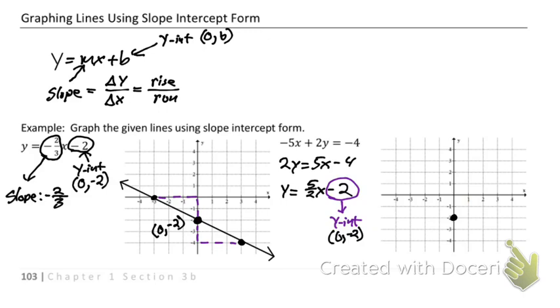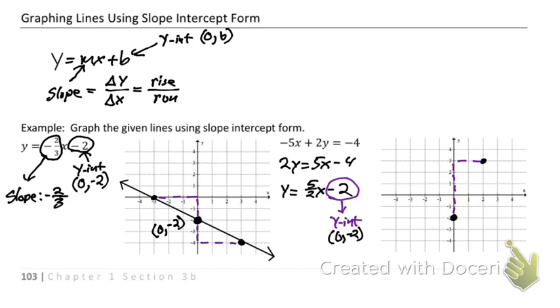Down 5, left 2 really isn't going to work that well because I'm going to go off my graph. So let's instead go up 5, 1, 2, 3, 4, 5, and over 2, 1, 2. And that will be our next point.